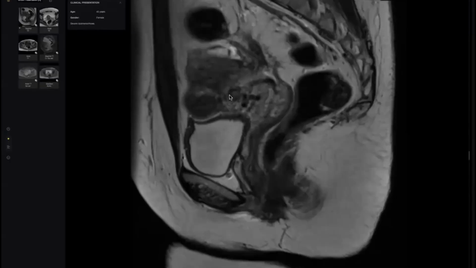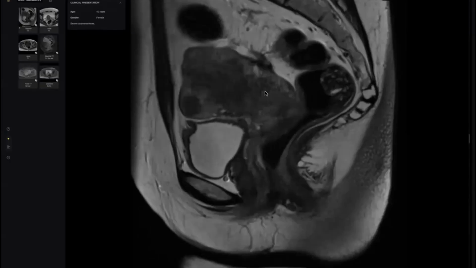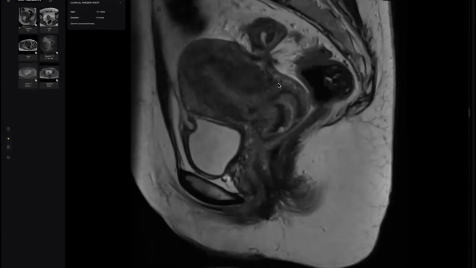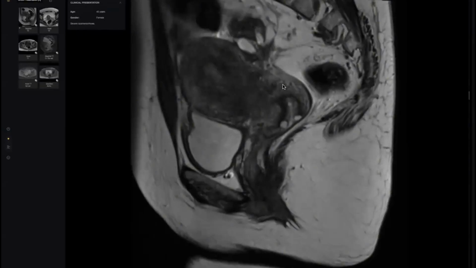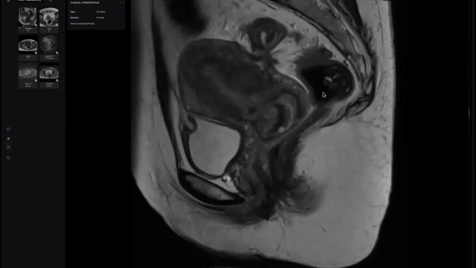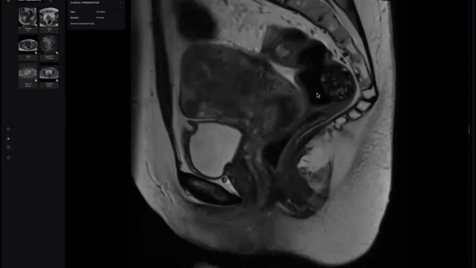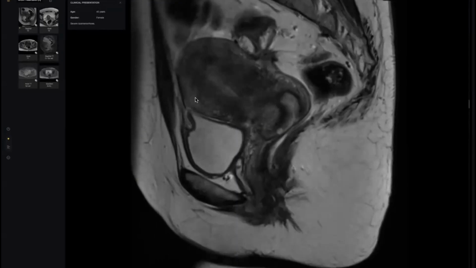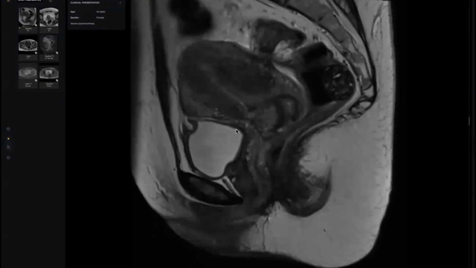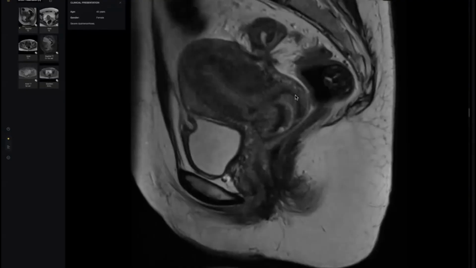What's your differential diagnosis, doctor? Can I look at the axial images of this patient? No, tell me first. This sagittal is very conclusive. At least give me one or two findings. First, I am thinking of multiple fibroids within the uterus. Okay, what else?